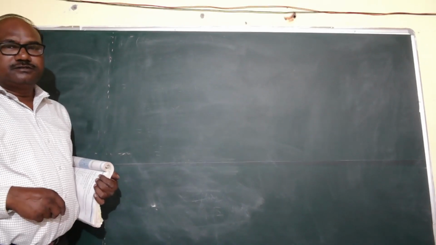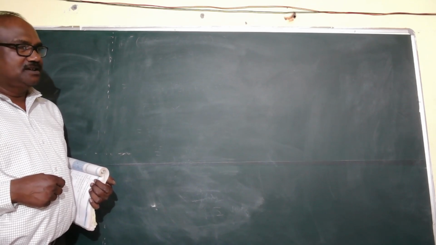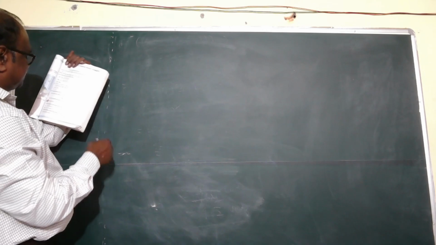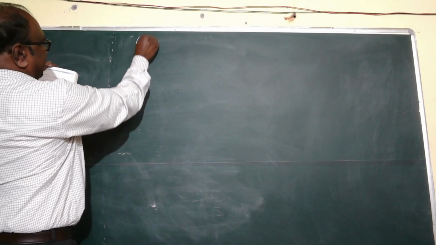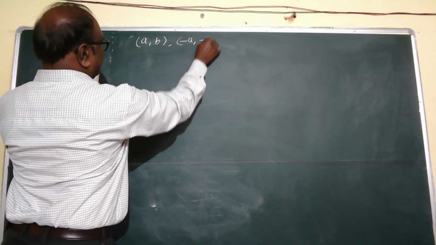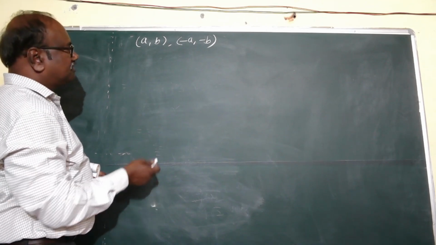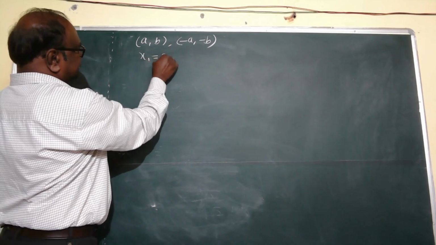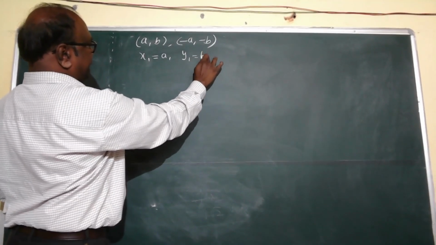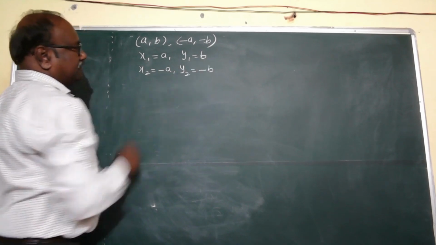Now, till now we solved the problems with some numerical values. Okay, other than numerical values also, sometimes they give points, how to find distance. Here one more bit is there: a comma b, minus a comma minus b. What is the distance between these 2 points? It is also same as the previous problems. Let us write the values. x1 is equal to a, y1 is equal to b and x2 is equal to minus a, y2 is equal to minus b.